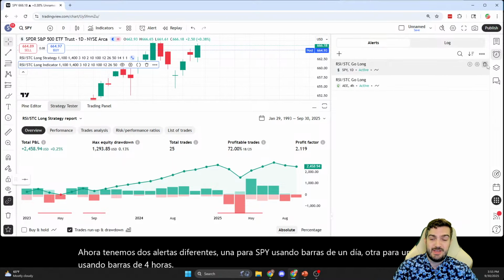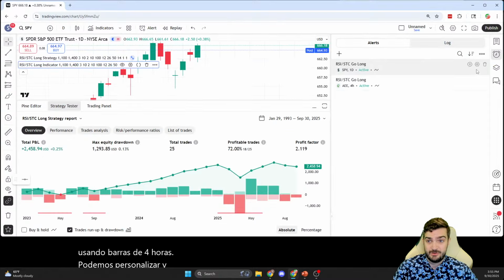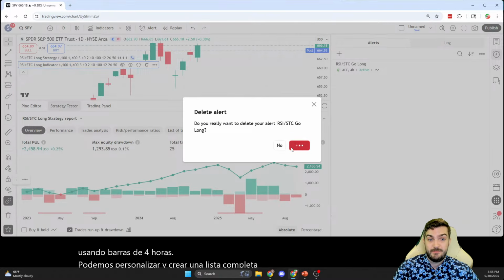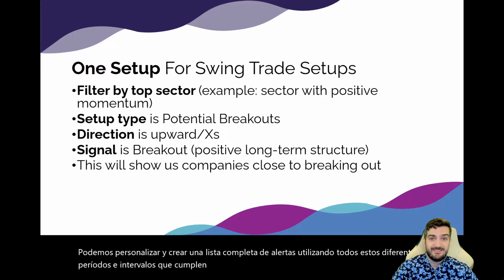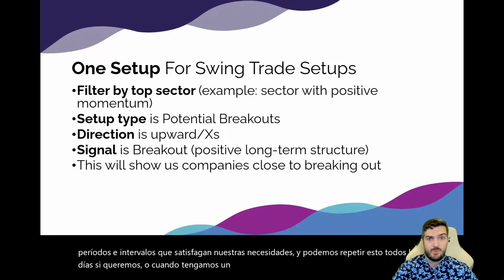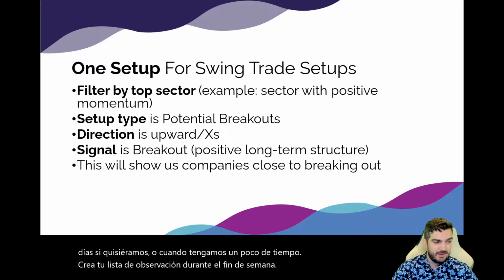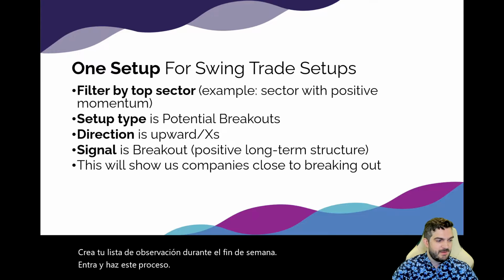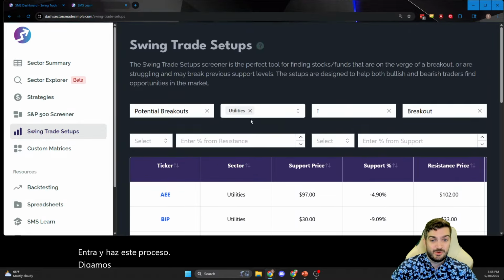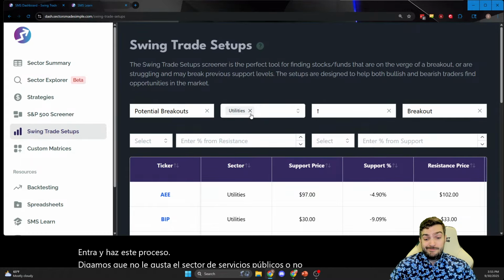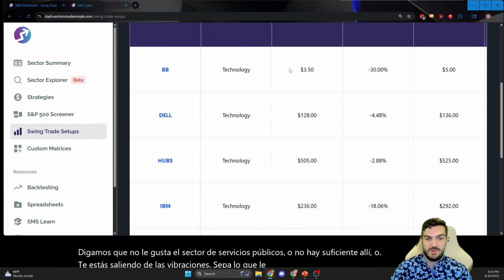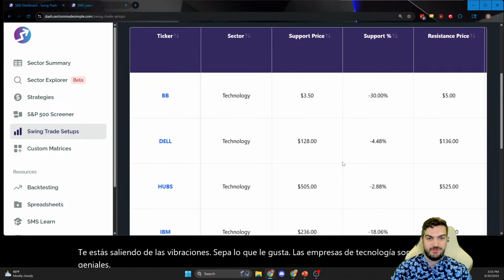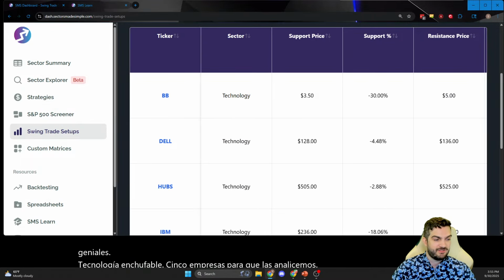We can customize and create an entire list of alerts using all of these different periods and intervals that meet our needs. And we can repeat this every day if we wanted to, or whenever we have a little bit of time. Create your watch list over the weekend. Go in and do this process. Let's say you don't like the utility sector, or there's not enough there, or you're going off of vibes. You know what? You like technology companies. Cool. Plug in technology, 5 companies for us to look at, see which ones might make sense for the strategy.